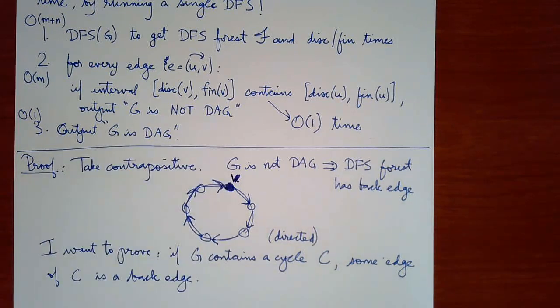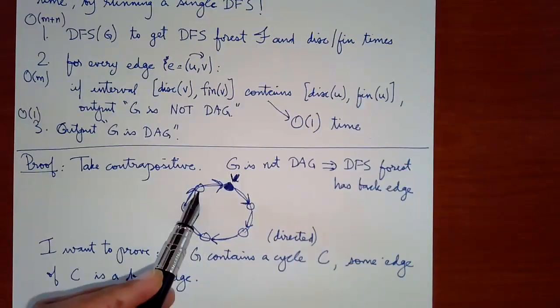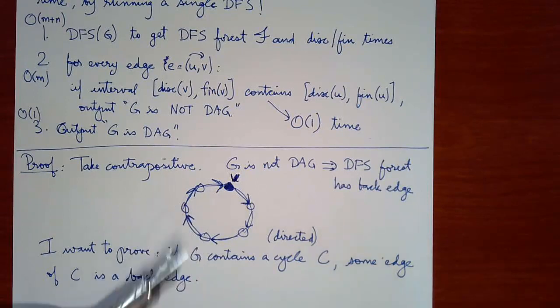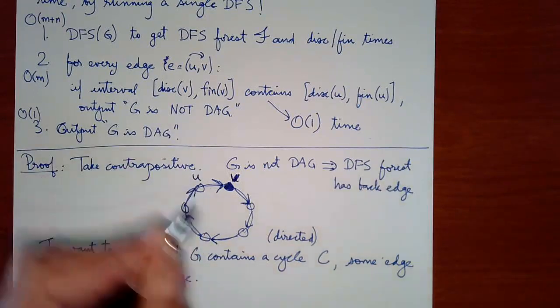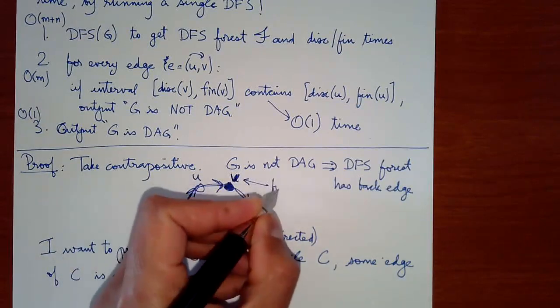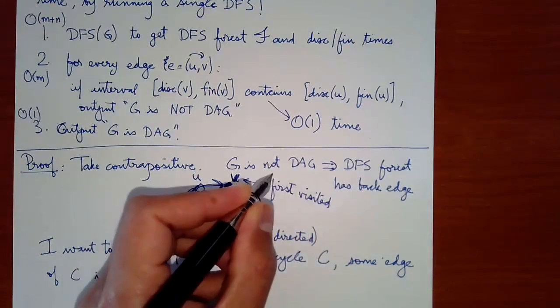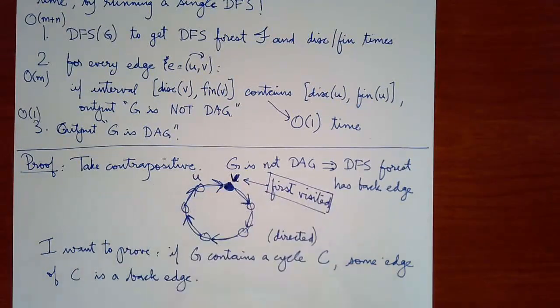Okay. Which is going to be the back edge here? The one before it. Incoming edge. This one. Yes. Okay. So I'm going to call that U. And so your claim is that UV is going to be the back edge. This is the first visited. Okay, why?